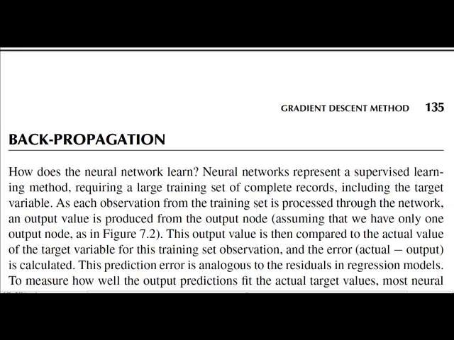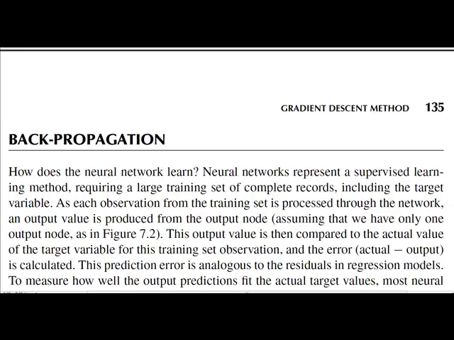It's called labeled data. Labeled meaning we know the value of the target variable as well. It's called supervised because we know the value of the target variable. Those are all the same meaning. So neural networks represent a supervised learning method requiring a large training set of complete records. So we have 10,000 records, and they're complete, meaning we know the income as well, including the target variable.